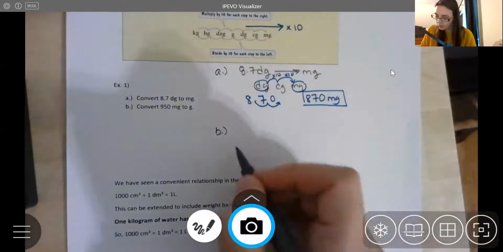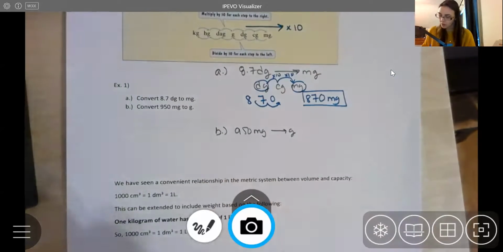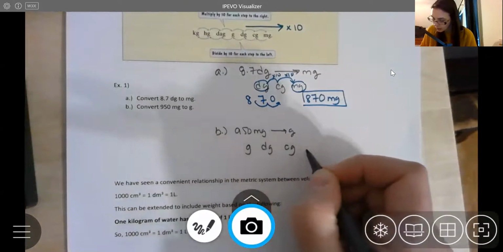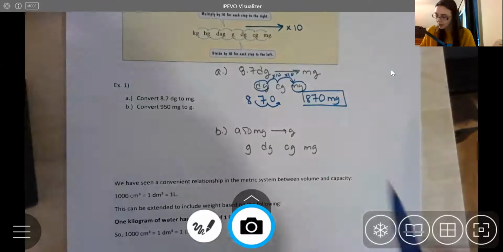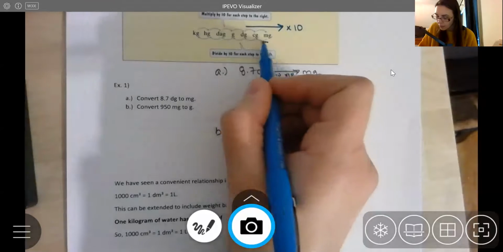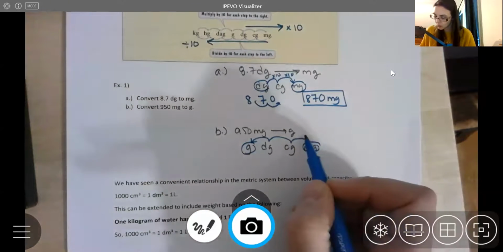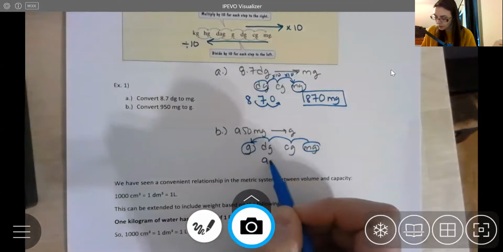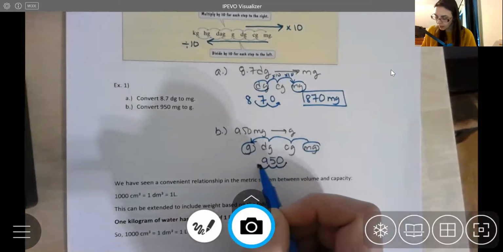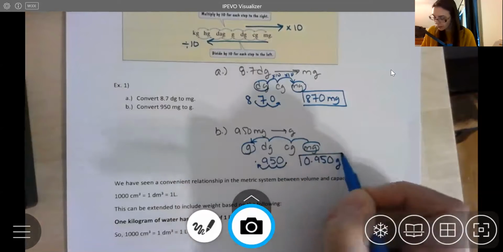Now for B, we're going to go from 950 milligrams to grams. So let's see, I have milligrams, I'm going up to grams. So I have G, DG, CG, MG, just for my notation here. And I'm going from milligrams to grams. So I'm going up or to the left. And if you're going to the left, remember you're going to be dividing by 10 in that case. So I have to do it once, twice, 3 times. So that 950, my decimal point on the right is going to go left 1, 2, 3 times. So 0.950 or 0.95 grams here.